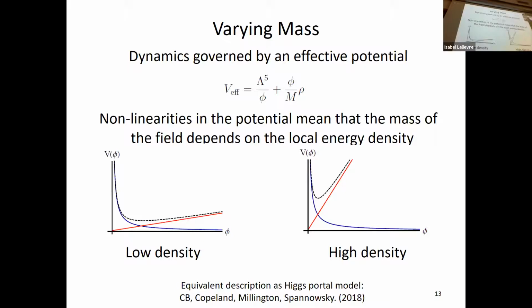Sure. Thanks. So yesterday when we were talking about the free massive scalar, we found that rho goes like mass to the fourth. Is that the same here? So will the second term in that effective potential go like mass cubed?